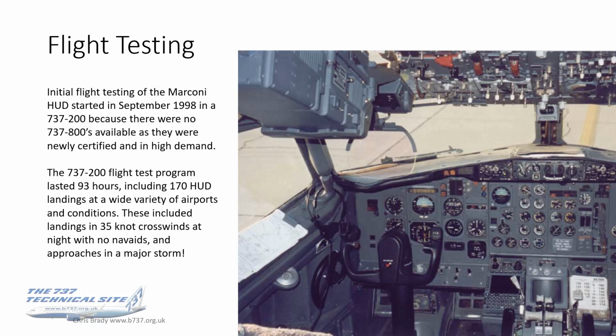Flight testing of the system. Now, what I'll do is take you through a brief run through of how Marconi did it, and that's simply because their information is more publicly available. But I'm sure Rockwell Collins went through a very similar process. Now, this started in September '98, and it actually started in a 737-200, and as far as I know, it's probably the only 737-200 ever to have a HUD fitted, except possibly the NASA development aircraft. But anyway, they used the 200, and that was simply because there were no 800s available, because in 1998 they were very newly certified and in high demand.